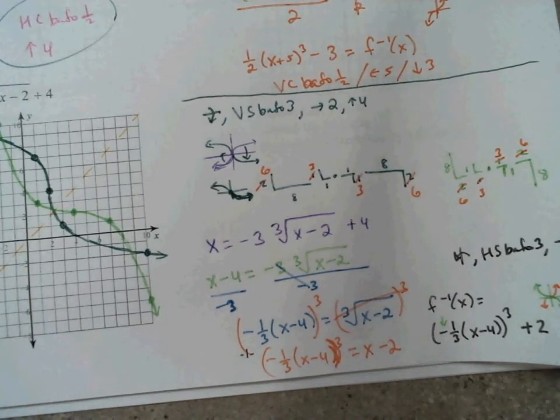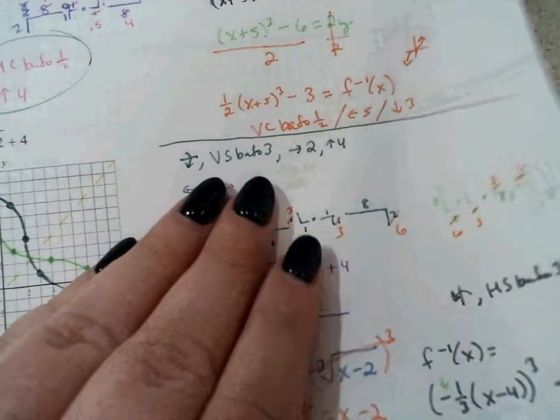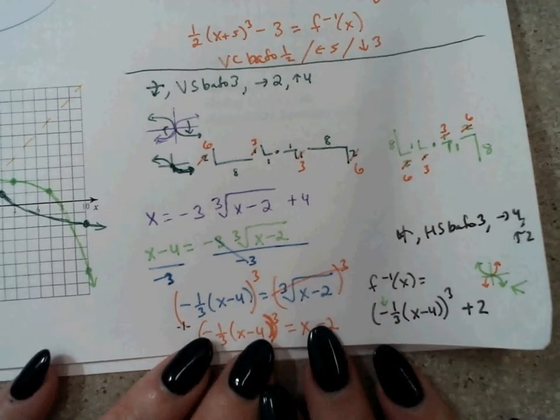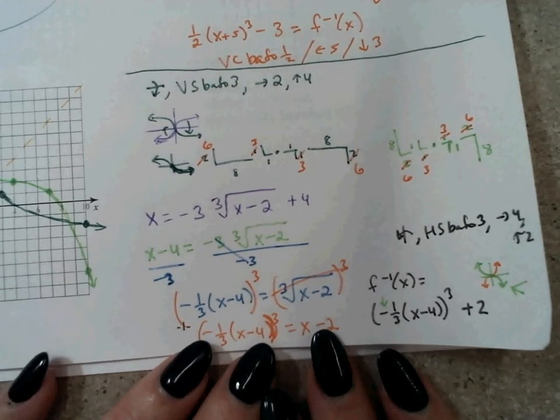How do y'all feel about these first 3? Do we feel confident about sketching them without a calculator using our transformations? Okay. Which one?